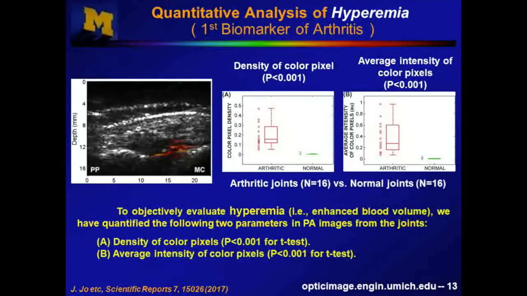As you can see in the statistic study, we compared the measurements from the arthritic joints to the measurements from the normal volunteers. The colored pixel density in the arthritic joints is much higher, and the average intensity of color pixels is also much higher in the arthritic joints compared to the normal. Both of them can differentiate the arthritic joints from the normal joints with a statistically significant difference.